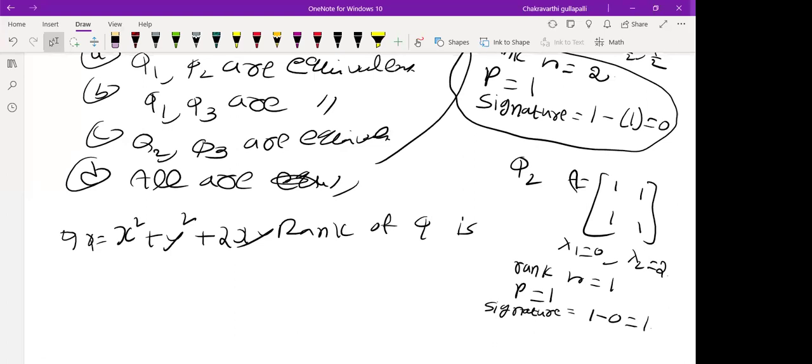This is the data for Q2. So Q1 here R2 came, here R1 came. So Q1 cannot be equal to Q2. Q1 Q2 are equivalent is not correct, because both did not get the same rank. Here rank 1 2 came, here rank 1. Okay, all are equivalent is also wrong, because Q1 Q2 are not equivalent.